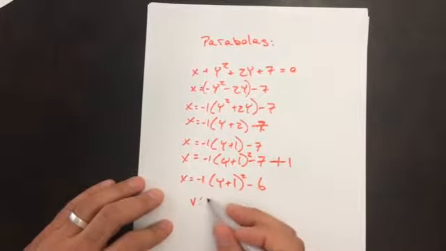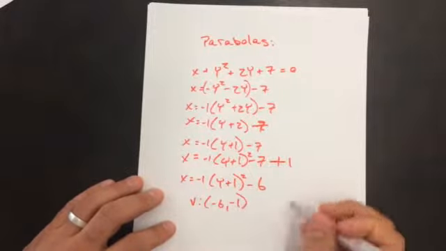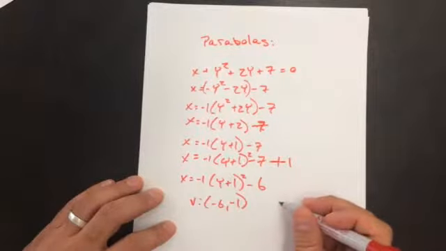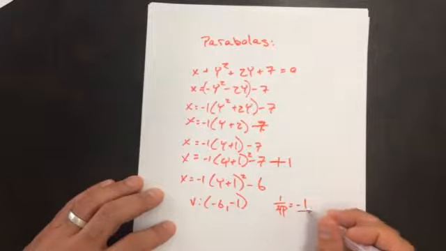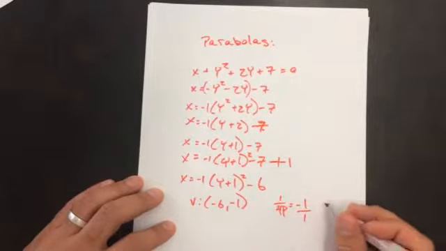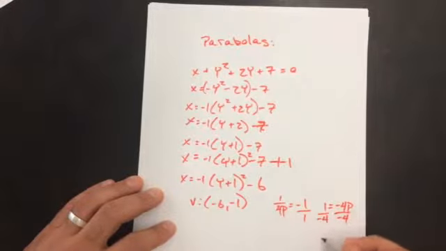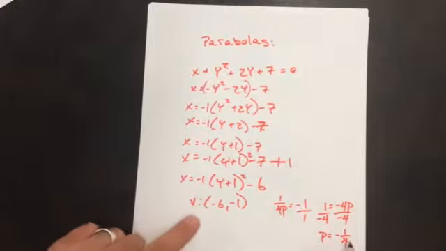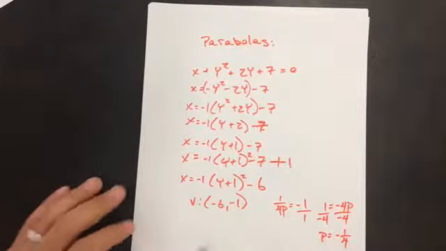My vertex is going to be at negative 6, negative 1. Got to figure out what my p is to find the focus. So 1 over 4p equals negative 1. Negative 1 as a fraction is negative 1 over 1. Multiply. And then divide. P equals negative 1/4. So when I'm adding negative 1/4 to this, it's going to change. I'm adding negative 1/4, so it's going to become a larger negative number.